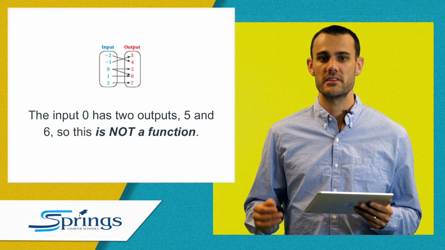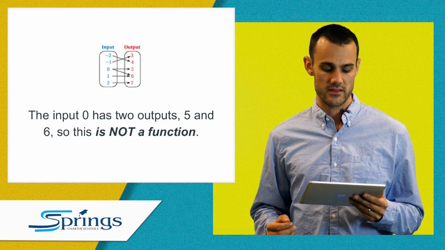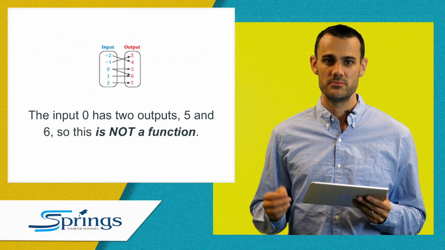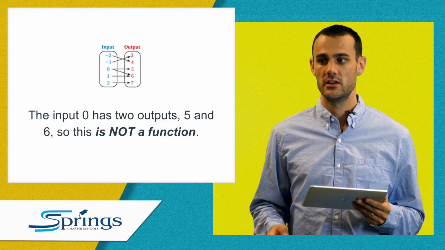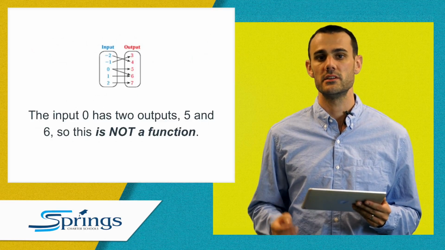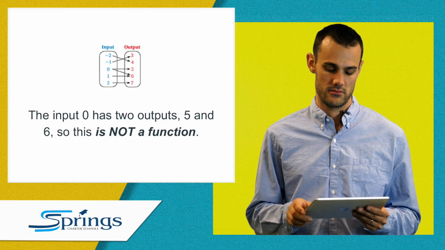So here's an example of something that's not a function when looking at function tables. You can see here that the number 0 goes to the number 5 and 6. So because it has two outputs, we can go ahead and consider this a non-function, something that we would need to clearly understand in this section. So again, a non-function means that one input has two outputs.